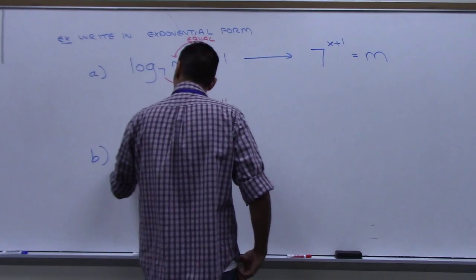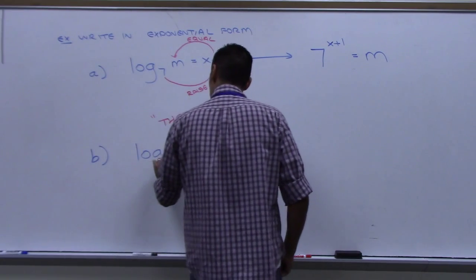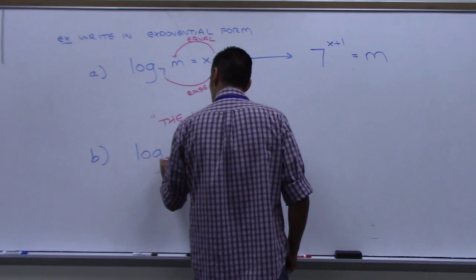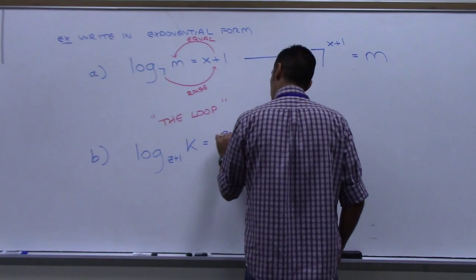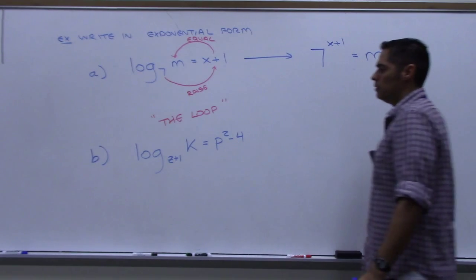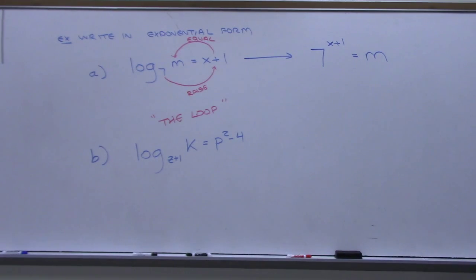Okay, how about this? Log base z plus 1 of k equals p squared minus 4. Write that in exponential form.